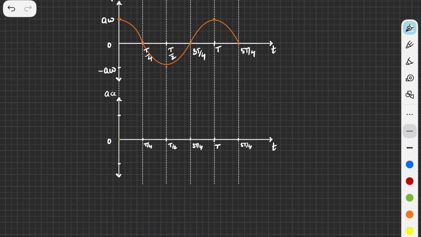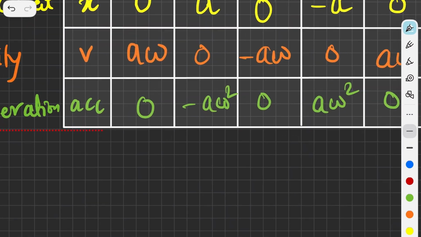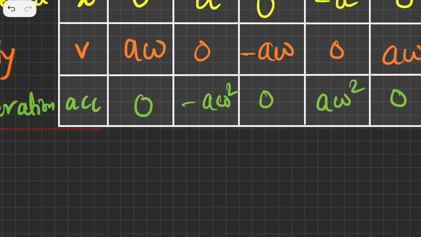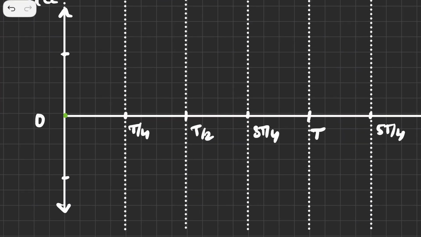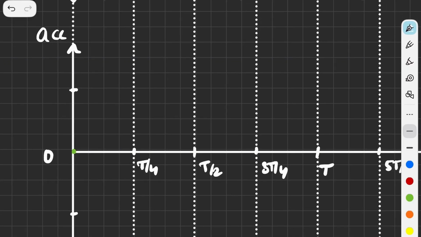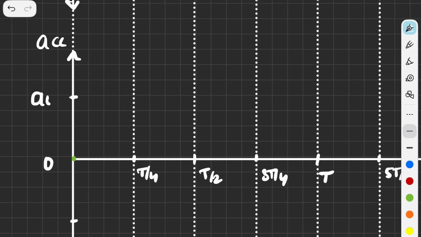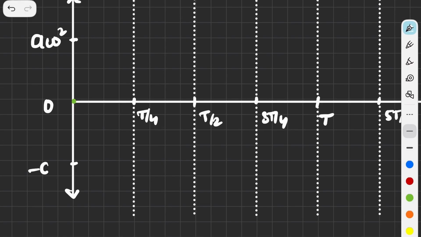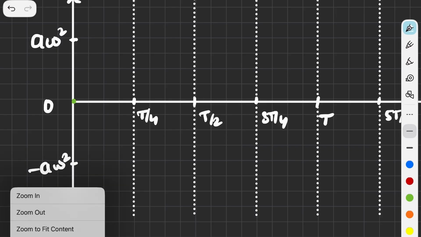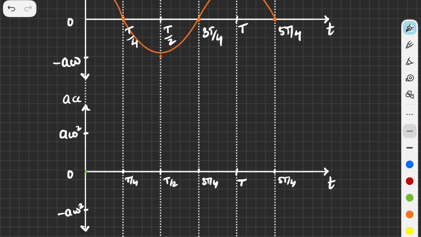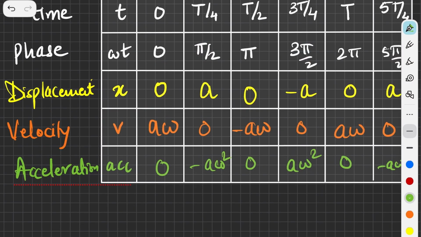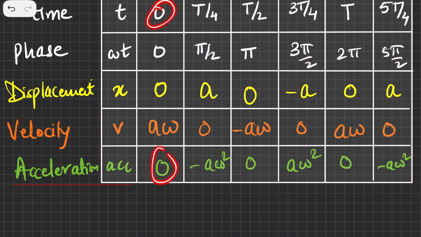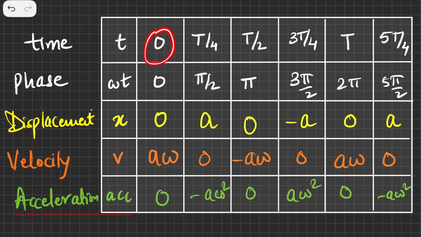Now the maximum value for acceleration is a omega square on the positive side, and on the negative side it is minus a omega square. So your axis will go from a omega square to minus a omega square. So let's see how it works. It starts from 0 comma 0. If you can see this point, 0, 0, when time is 0, the acceleration is 0.